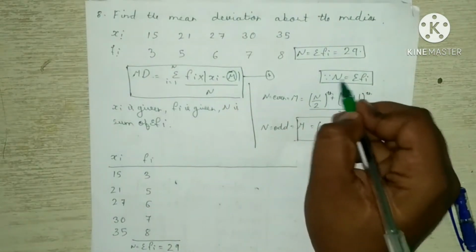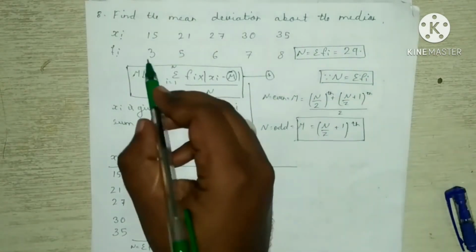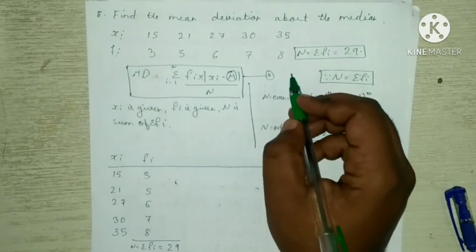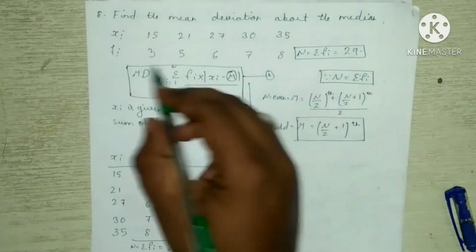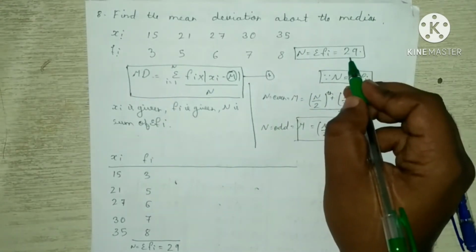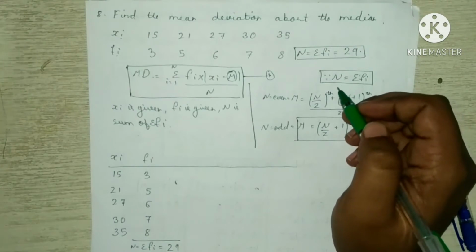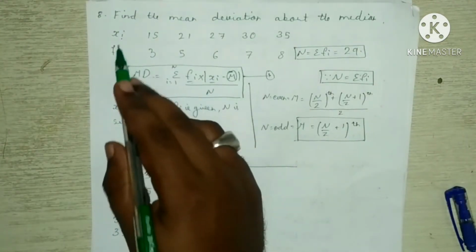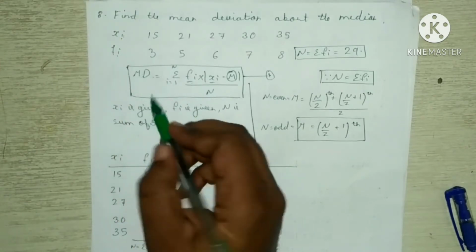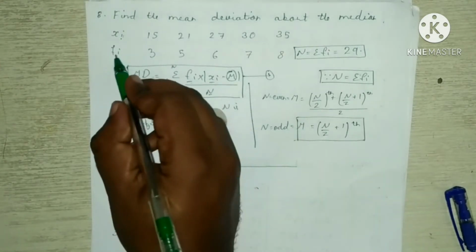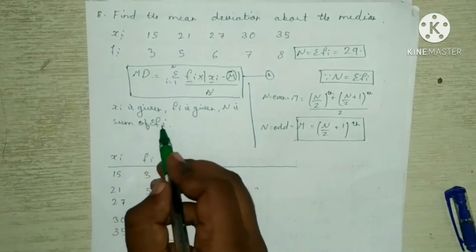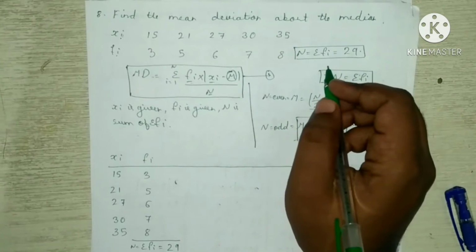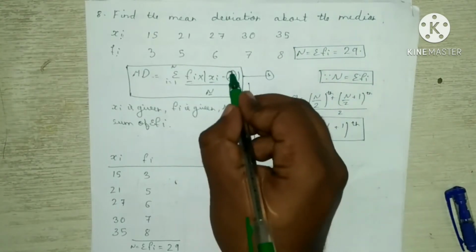N is the summation of fi, where f is the frequency. By adding all these you'll get 29, so N is equal to 29. Xi is given, fi is given in the question. N is the sum of fi, so by adding the frequencies you will get capital N. Now we need to find m.